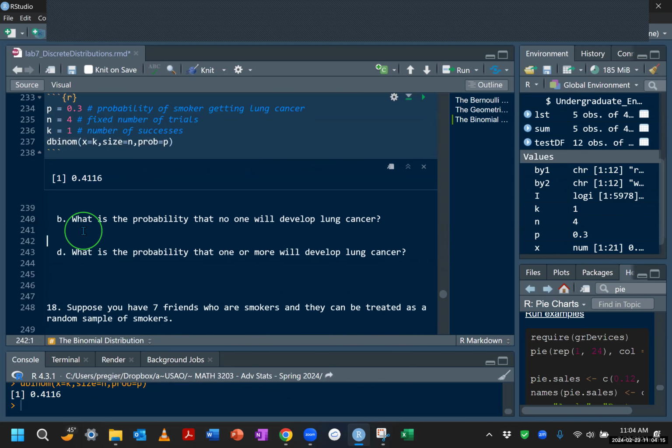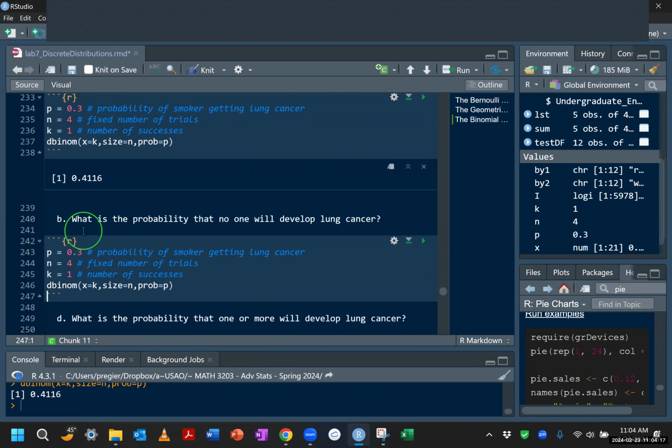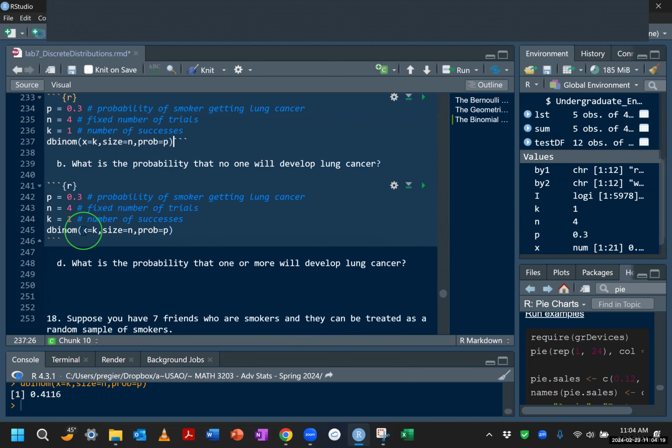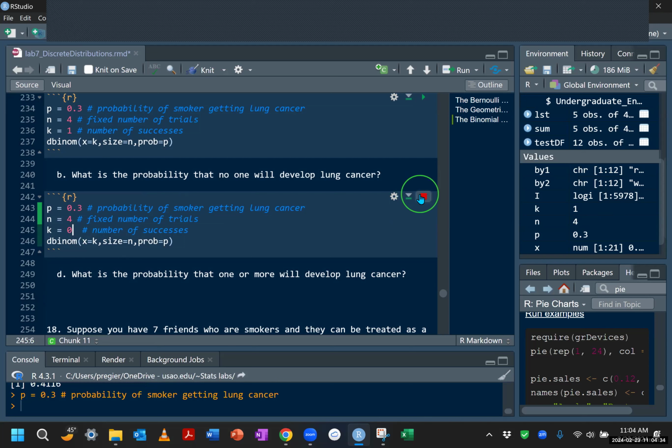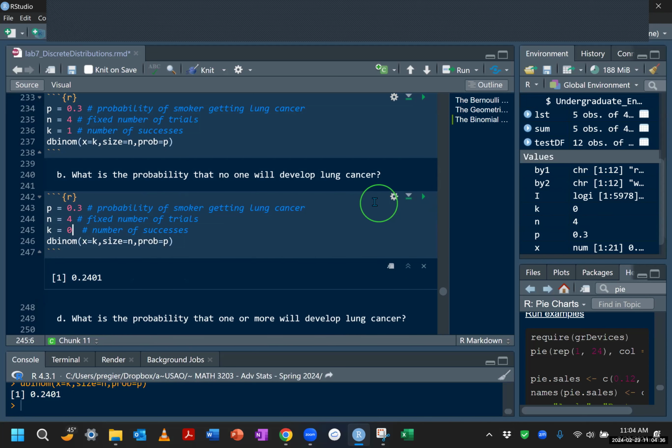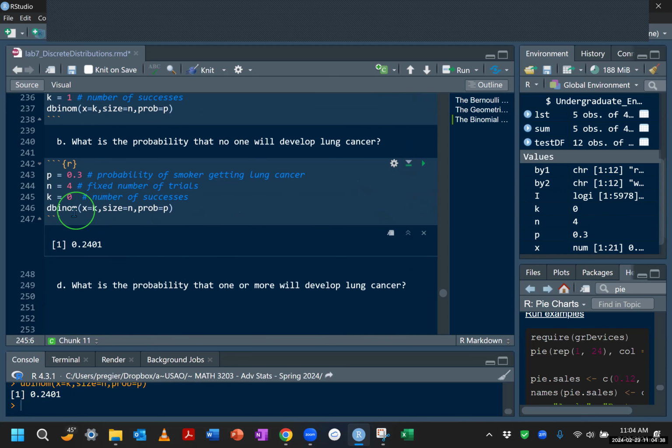Well, maybe I'm still hoping for something better. What's the chance that no one gets lung cancer? Oops, I'll let you pause this and try to get this one figured out too. All right, so once you've got this, you'll notice the only part that changes is the number of successes. We have 0 friends getting lung cancer. So we're looking at a 24% chance, about a 1 in 4 chance.